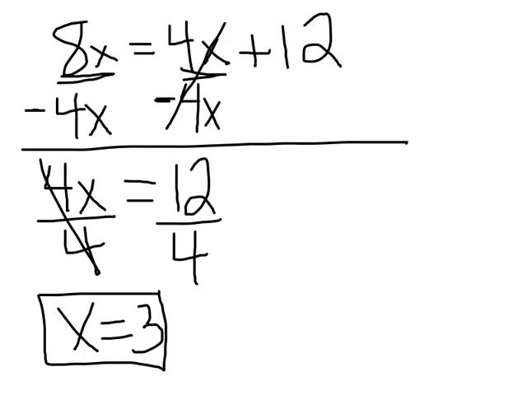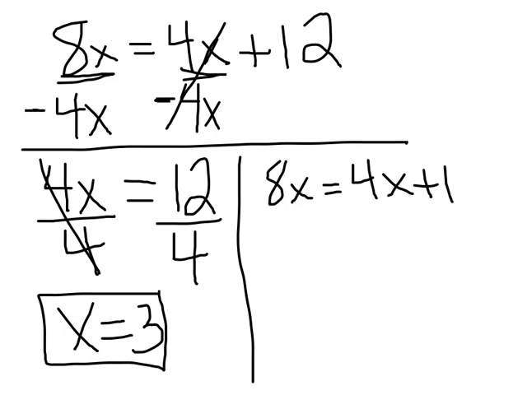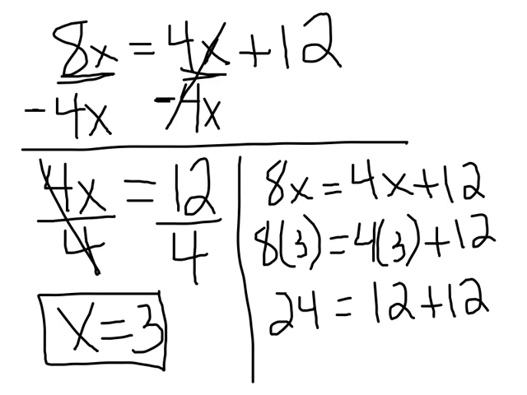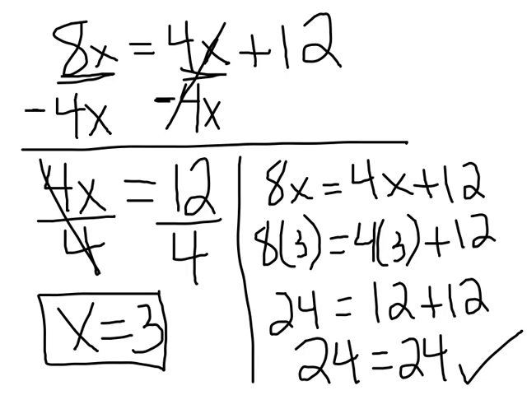Now, super important that you guys go back and check these. So I'm going to take my original expression. I have 8x equals 4x plus 12, and I'm going to plug 3 back in to make sure that I was correct. And I'm going to plug 3 in across for every single x that's in my equation. 8 times 3 is 24. 4 times 3 is 12. And 12 plus 12 is 24. So I was correct. Let's do another example.